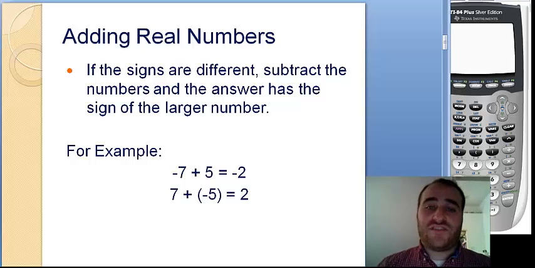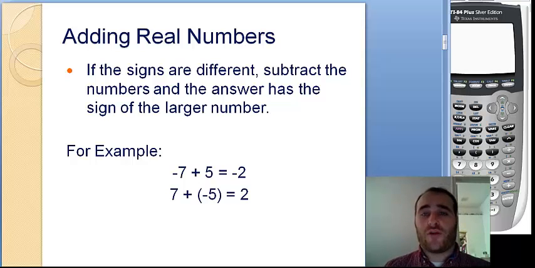If the signs are different, then we're going to use subtraction. We're going to take the bigger number and subtract the smaller number, and the answer is going to take the sign of the larger of the two numbers. For example, negative 7 plus 5. We take the 7 and the 5, subtract them, and we get 2. Then we look for the sign of the bigger number, which is negative, so our answer to negative 7 plus 5 is negative 2.